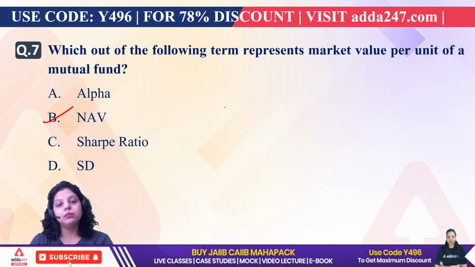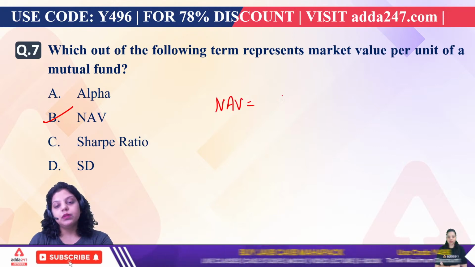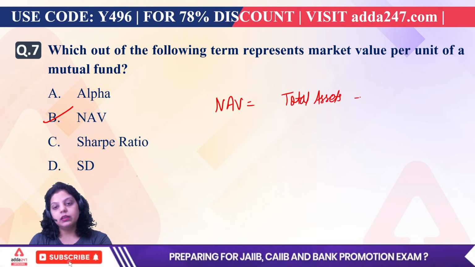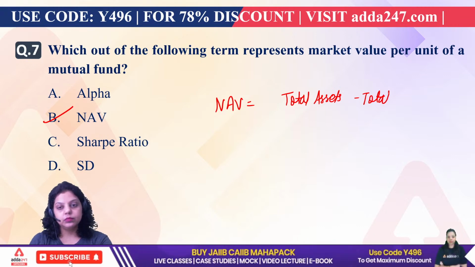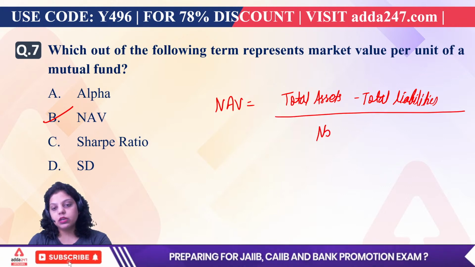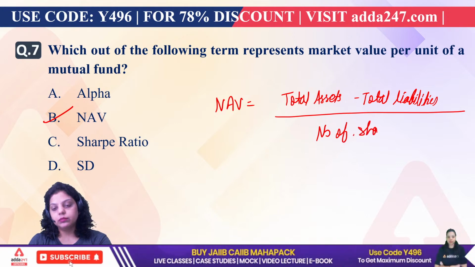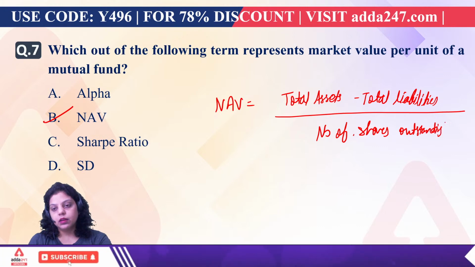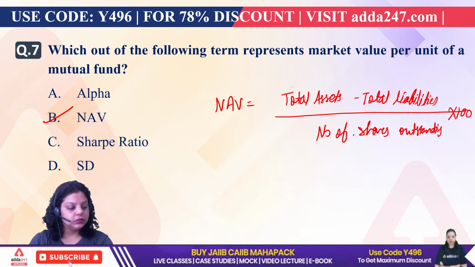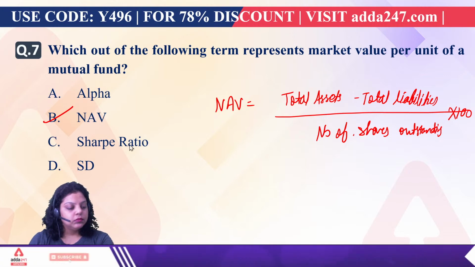How to calculate? Simply, net asset value will be total assets minus total liabilities, divided by number of shares outstanding, into 100. Clear?